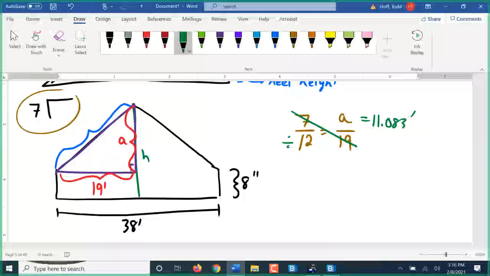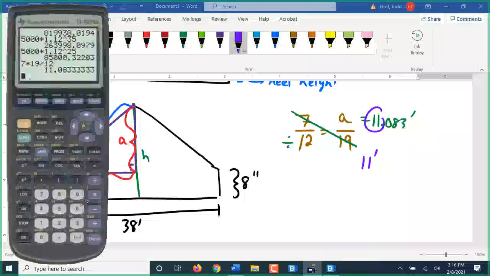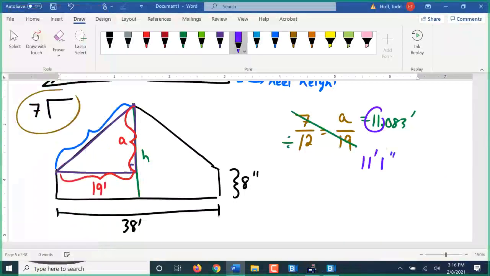Of course, that is feet right now. Convert that into feet and inches. That's 11 feet. Subtract off the 11. Multiply the remainder by 12 to turn it into inches, which is going to be 1 inch. That's 11 feet, 1 inch. That's not the height. How am I going to find the height from that? Add 8 inches to it. So what does that give me? 11 feet 9 inches. So my height is 11 feet 9 inches.